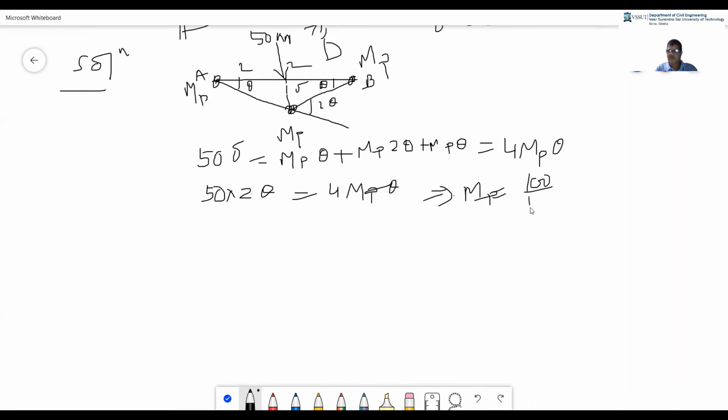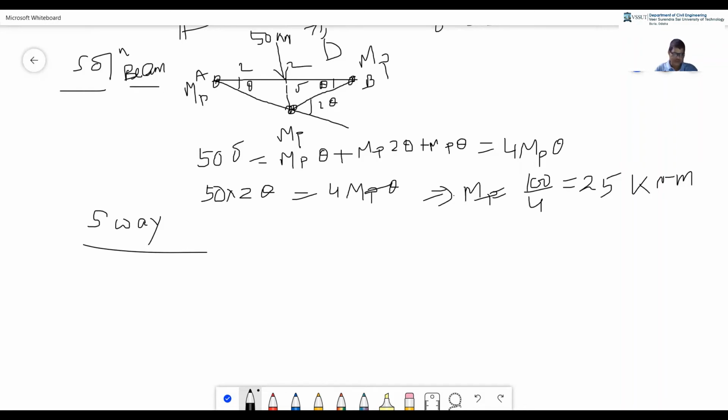100 by 4 is equal to 25 kilonewton. So this is the value found out from the B mechanism. Now let us go to the sway mechanism. This is your B mechanism. You can write B mechanism, sway mechanism.